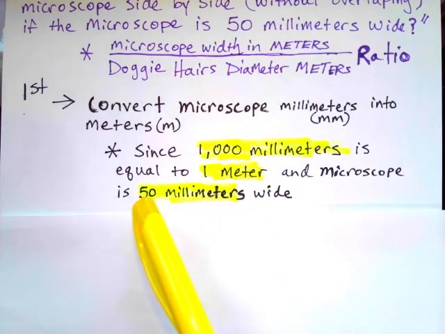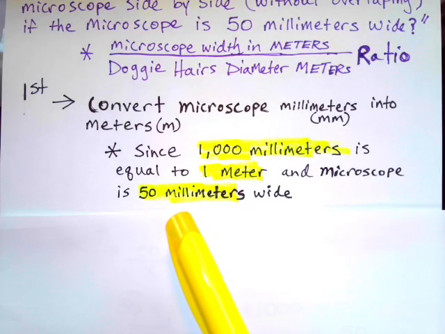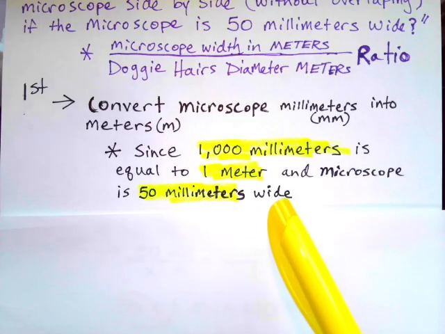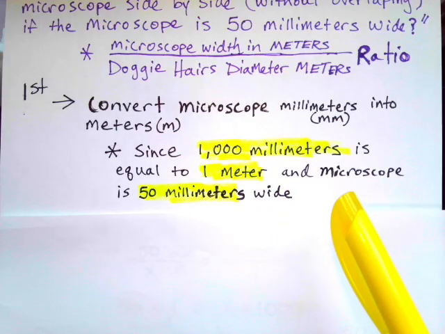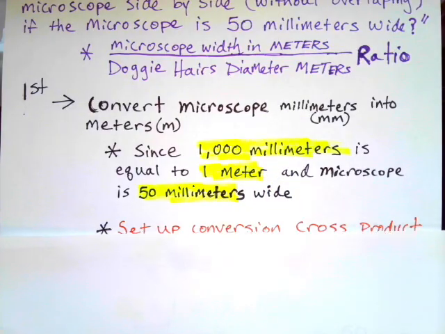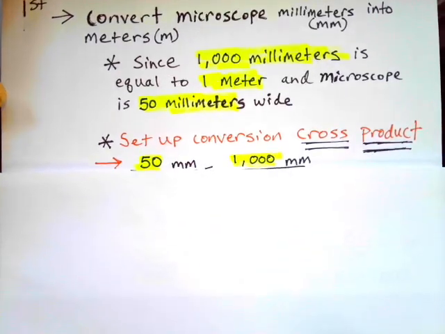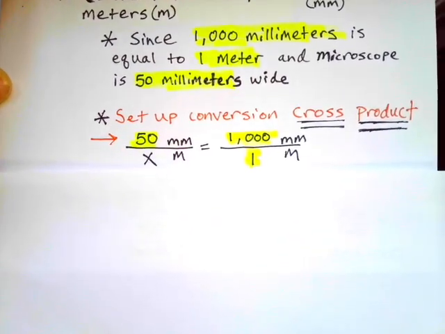We have 50 millimeters over x. I don't know what that conversion is going to be yet. So I've got 50 millimeters over x number of meters equal to 1,000 millimeters over 1 meter, because 1,000 millimeters equals 1 meter. So we're setting up our cross product.